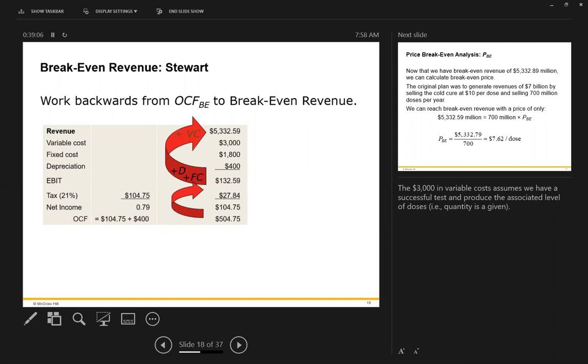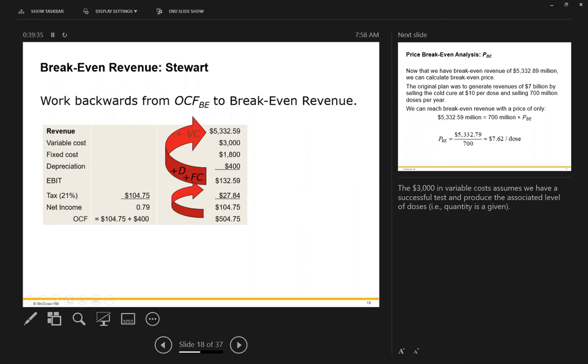So if you take 104.75 divided by 79%, that's the amount of earnings before interest and taxes. Now, that's 132.59, so you could find your tax would be 132.59 times 21%. So now we have earnings before interest and taxes.